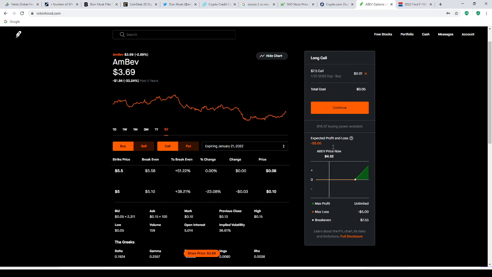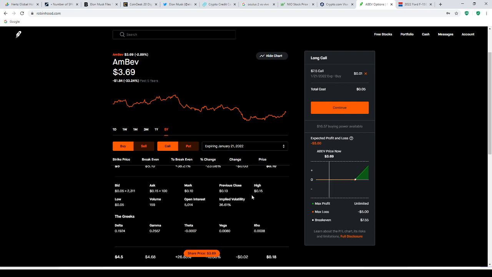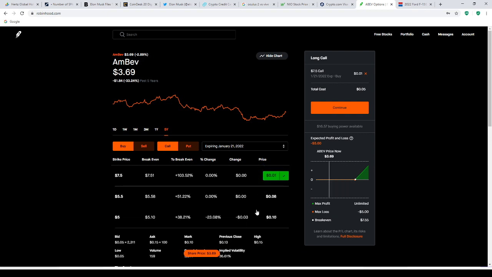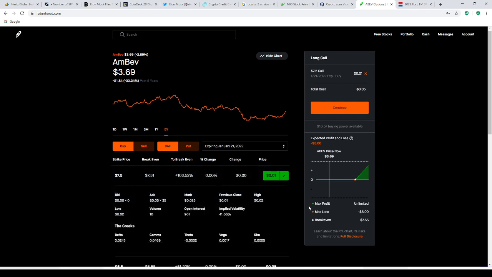They have it on the phone. I don't see it here, but they actually have a percentage likelihood of you making money on these options too on Robinhood. They do a whole calculation.